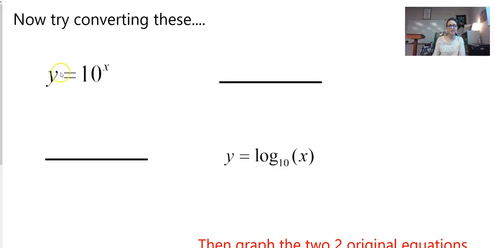All right, force pause on your screen. Can you just go ahead and write the two expressions I have here kind of diagonally as I have them? All right, so let's try converting these. So this first one, is this in log form or exponential form? This is in exponential form. Let's convert it to log form.